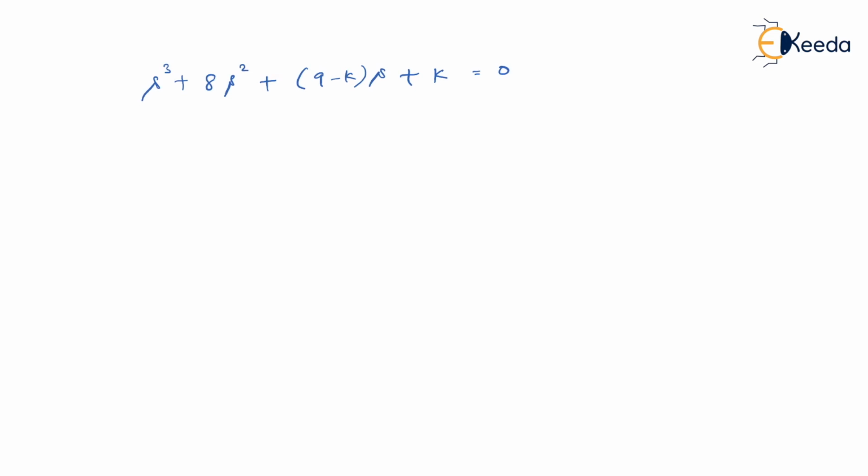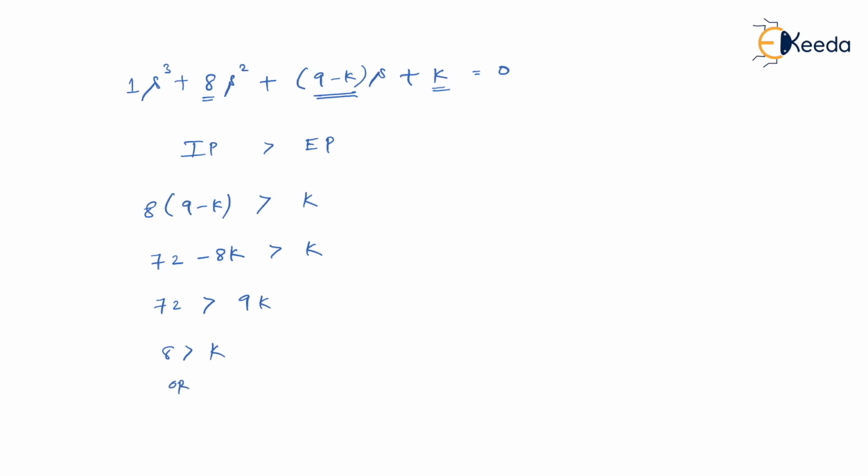So we wanted to put a restriction on k such that the system should be stable. In that case, you know the criterion is that the internal product must be greater than the external product. What is the internal product? It is the product of 8 with 9 minus k, so 8 multiplied by (9 minus k). This should be greater than the external product, where the external product is 1 into k. That's it. So 72 minus 8k should be greater than k, or I can say 72 should be greater than 9k, or 8 should be greater than k, or I can say k should be lesser than 8.